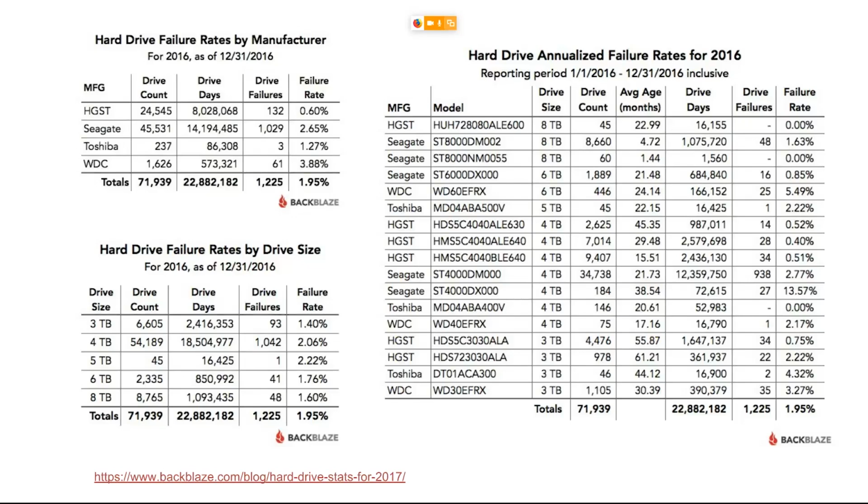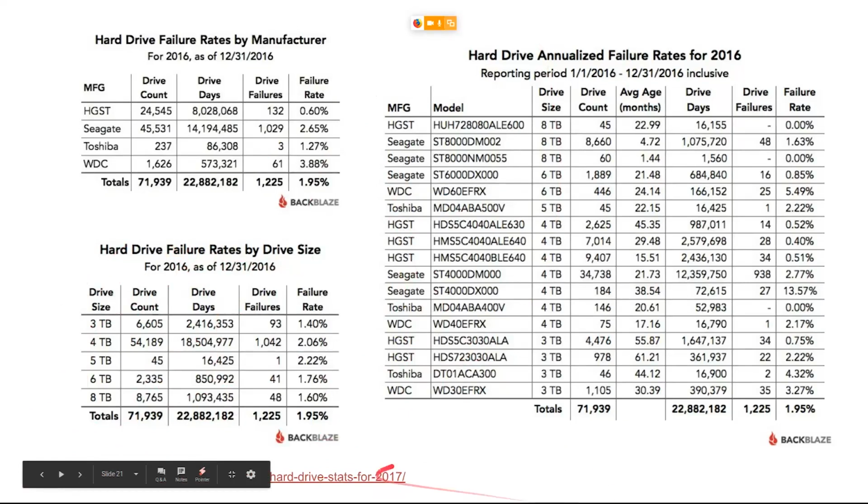So Backblaze, I like to highlight, as a cloud storage company that actually publishes all of their data about the hundreds of thousands of hard disk drives that they use for their service. As you can see, they break it down by manufacturer, by model, by drive count, by drive capacity, and what the failure rate is that they're seeing with those drives over time, which is a really useful thing for the community.